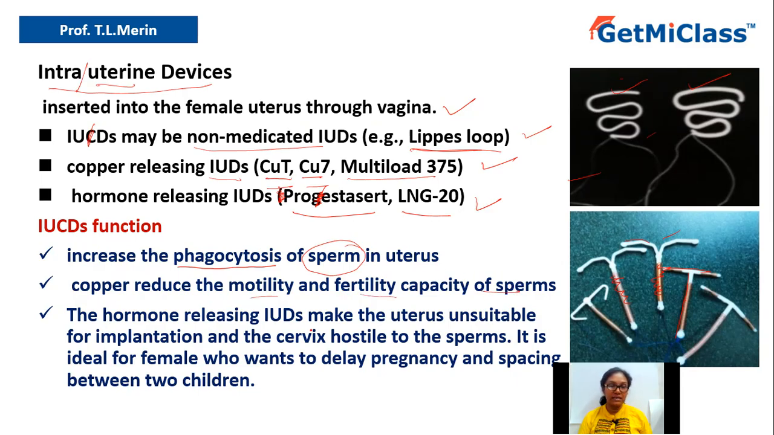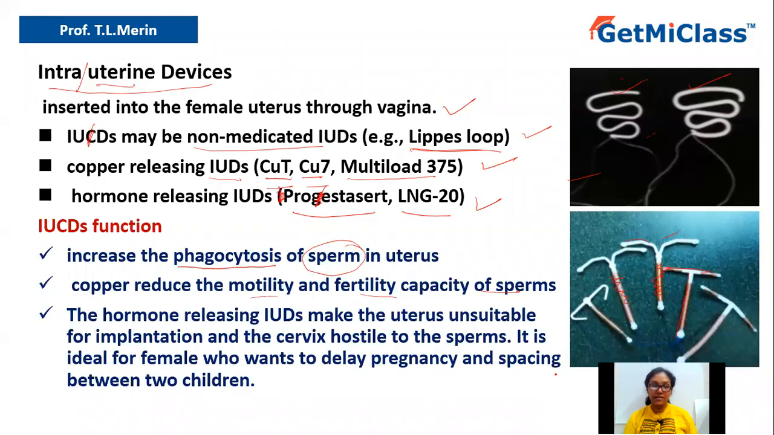Then the hormone releasing IUDs make the uterus unsuitable for implantation and the cervix hostile to the sperms. It is ideal for females who want to delay pregnancy and keep spacing between two children. That means the hormone releasing IUDs. Here the hormone will be released slowly by the device, and during that time these hormones will delay the pregnancy. There are many parents who want to keep a gap of 4 or 5 years between the delivery of two children. In such cases, these are very helpful.